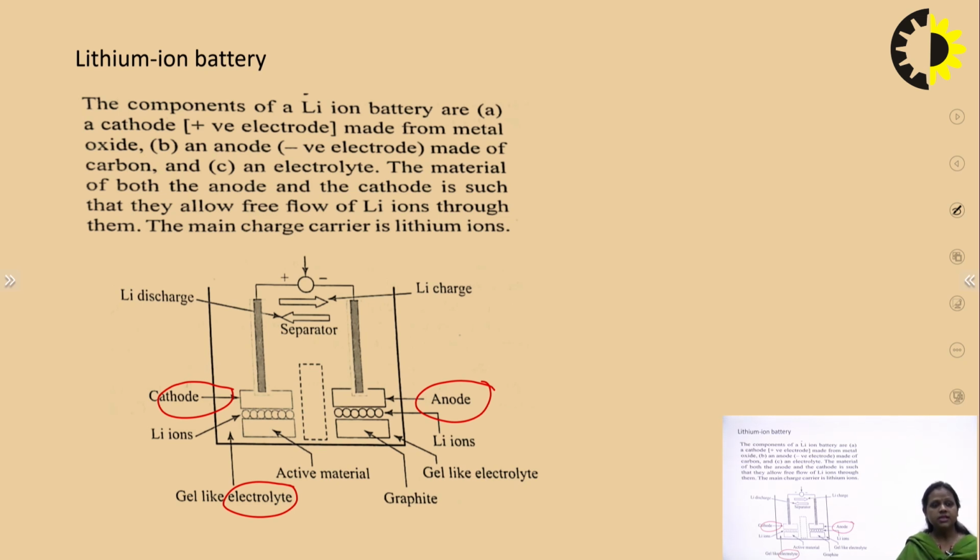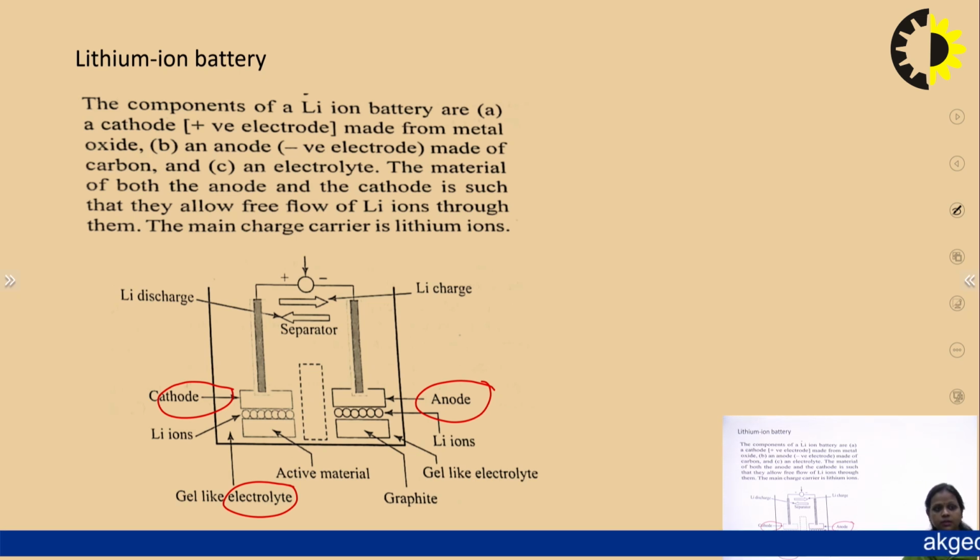So, the main charge carrier is the lithium ion in the lithium ion battery. Here in the diagram you can see that we have a lithium ion, this is the active material, then here we have graphite, this is the gel-like electrolyte, and here also we have a lithium ion.